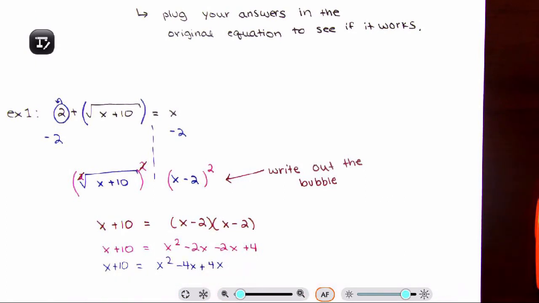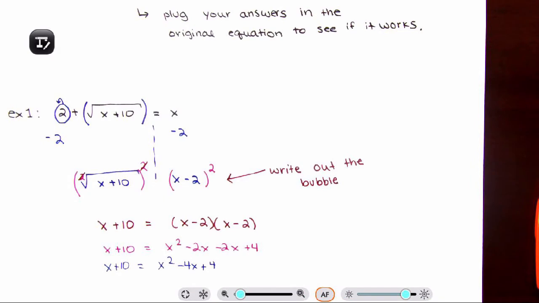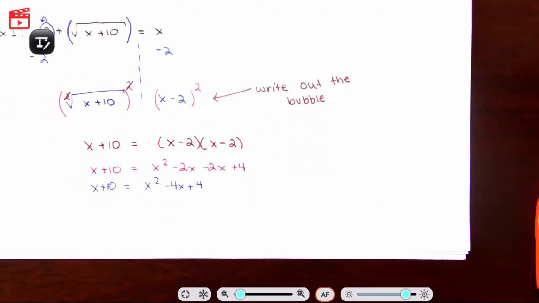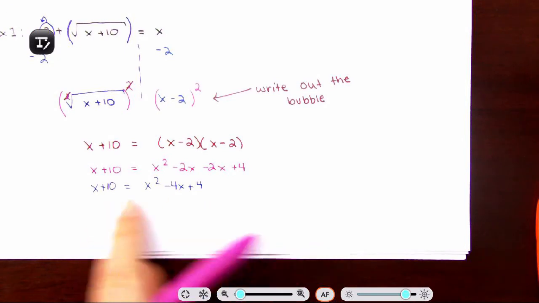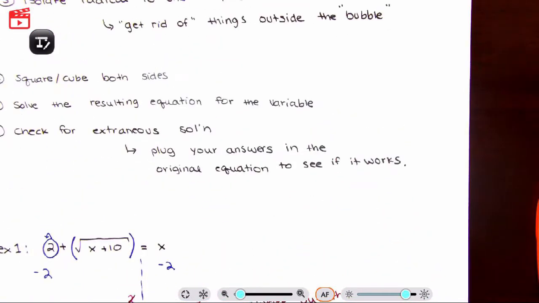There should not be an x there. There should be just a minus 4 or a plus 4. There it goes. Okay, so then what do we do? Well, now we solve as we usually should. I'm going to bring it back up.